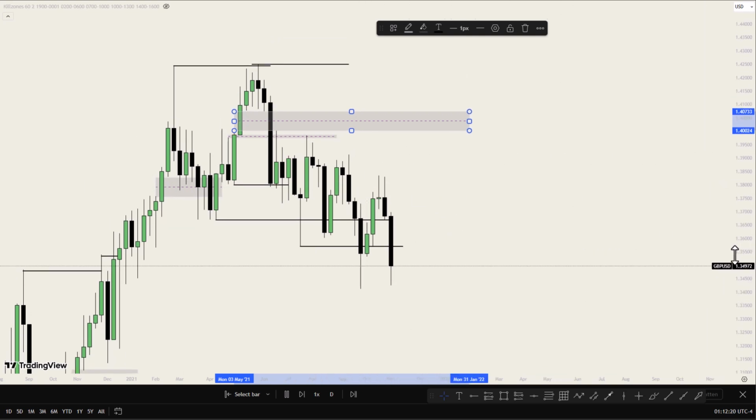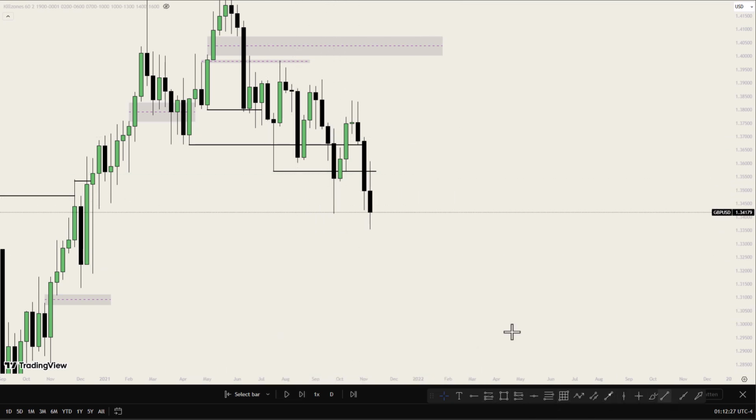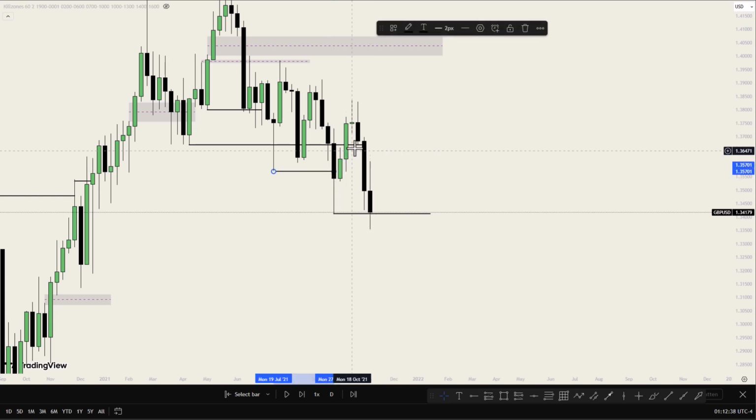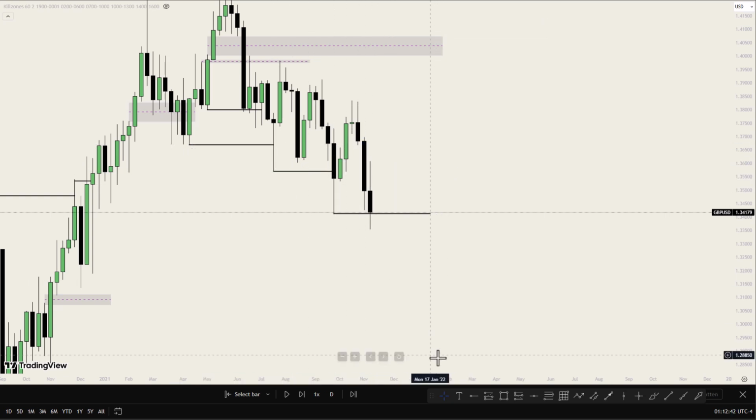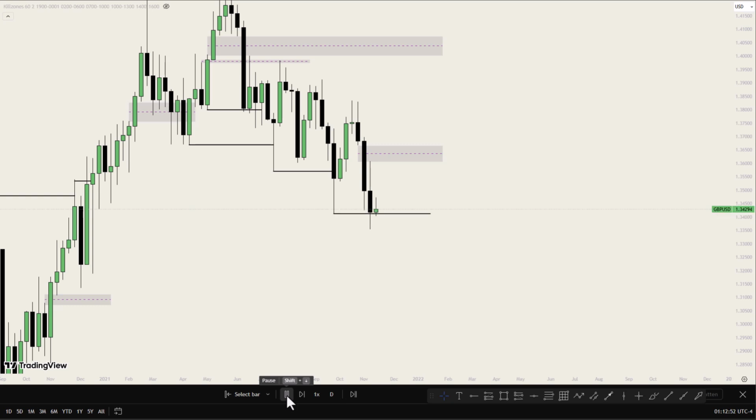So here we see price is about to take the external range liquidity. What do we see? We see external range liquidity taken, guys. External range liquidity taken. And what do we have? We have now a fair value gap in form of internal range liquidity. Let's see how price will react at that point. So we have two fair value gaps now.